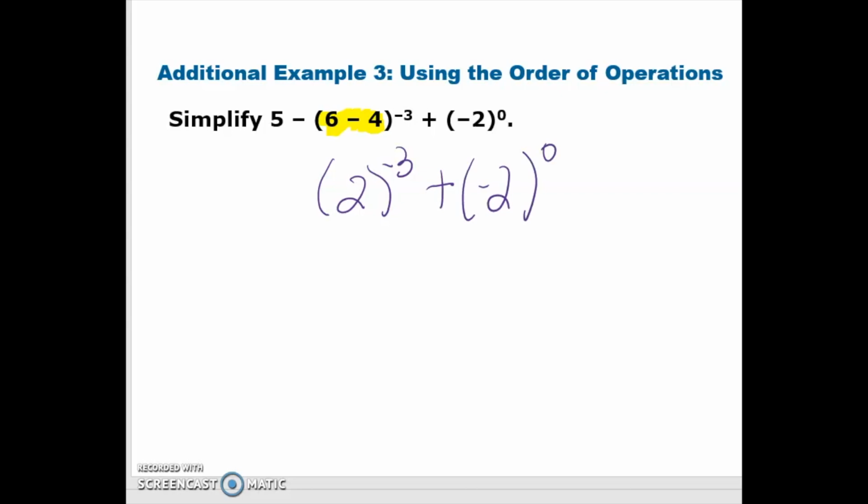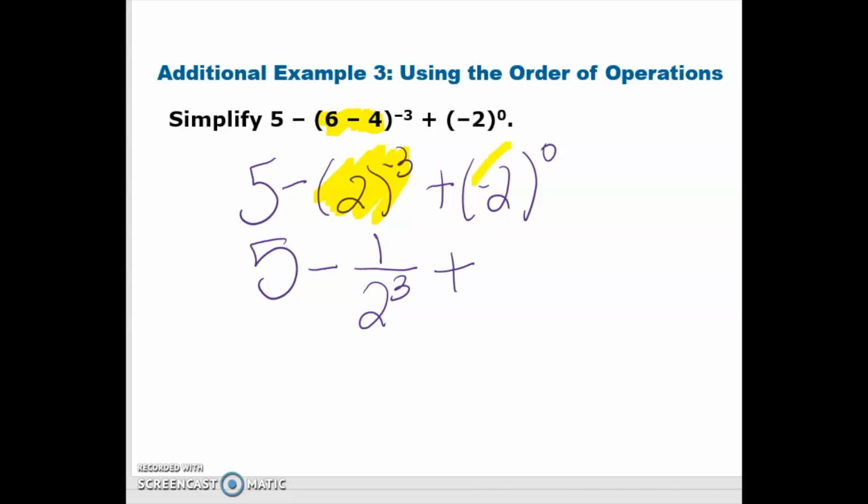Then we're going to go ahead and apply that exponent. Exponents comes next. So 2 to the negative third means 1 over 2 to the third power. And we'll multiply that out in a minute.